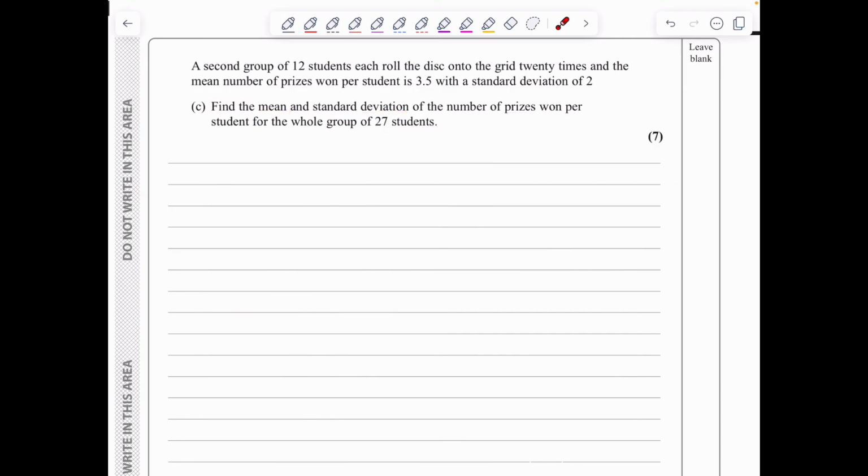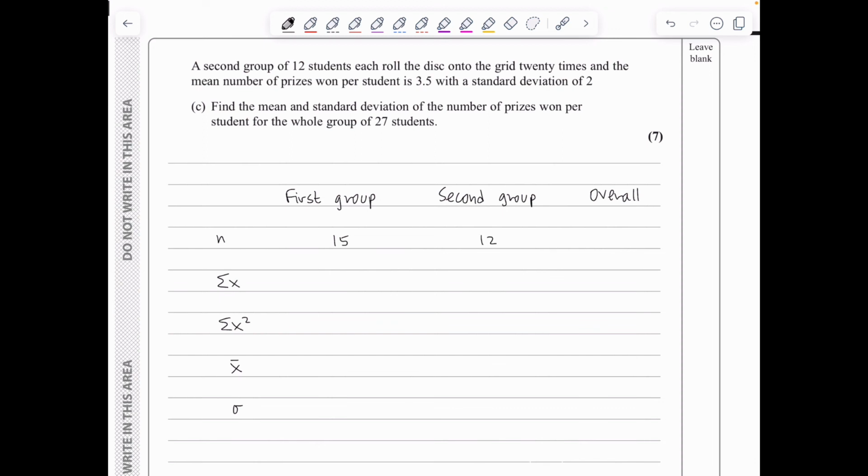So we can draw up a table. We've got 2 different samples that need to be combined. So we've got the first group, the second group, the overall, and we know that in the first group we had 15 students, whereas in the second group it was 12 of them.